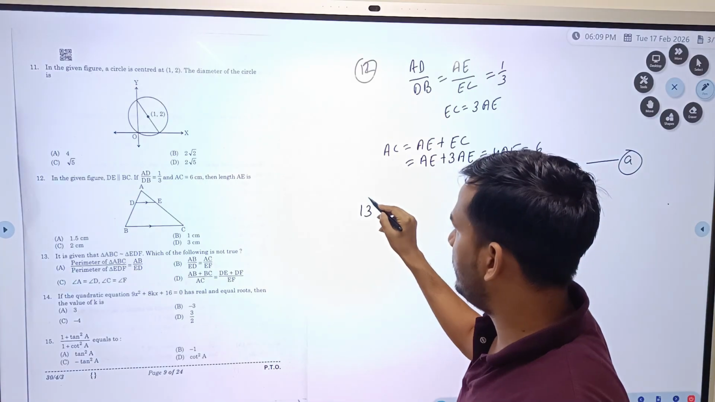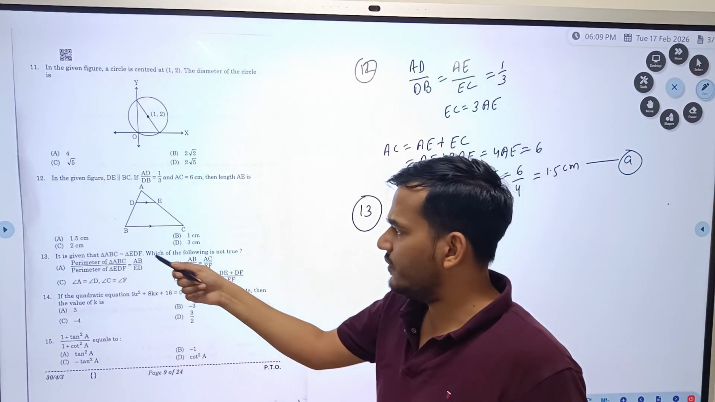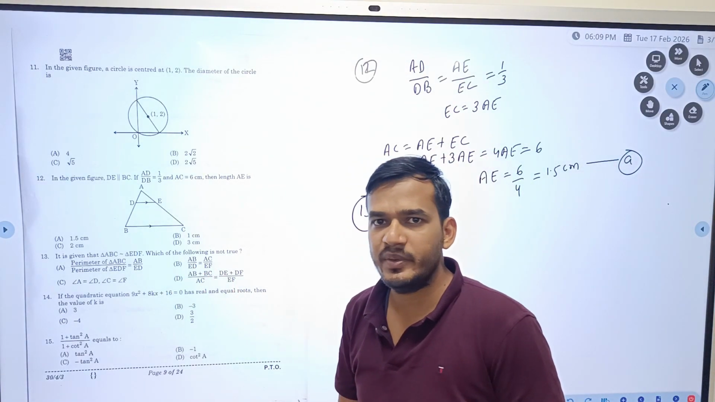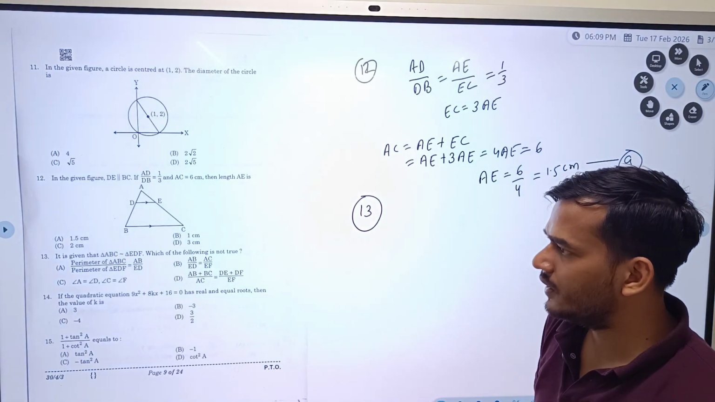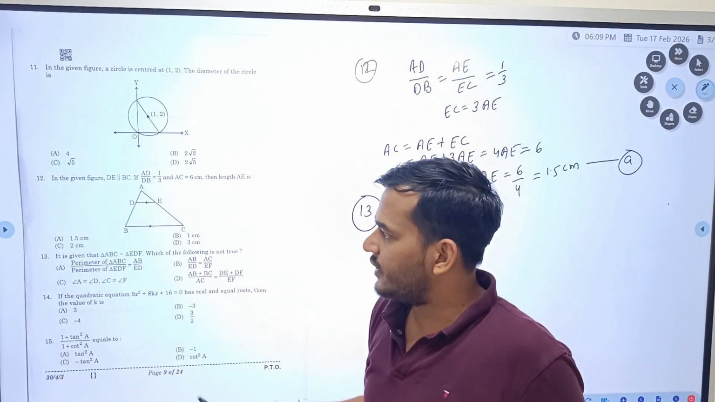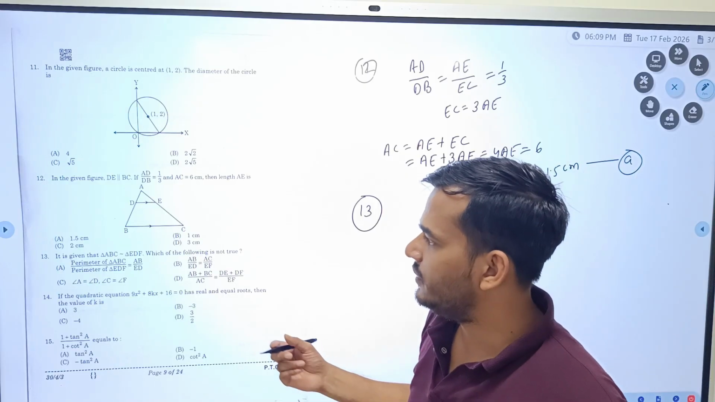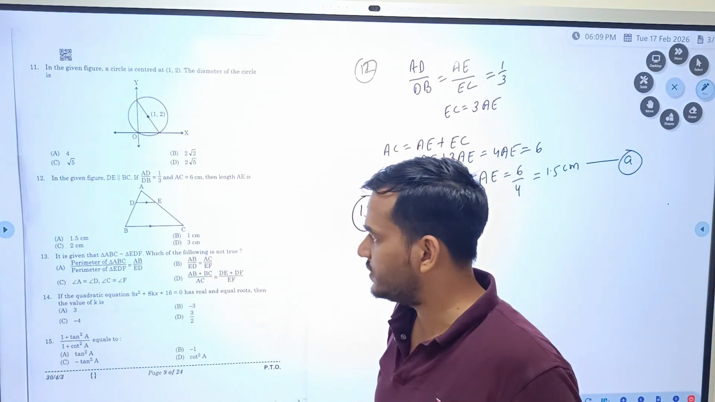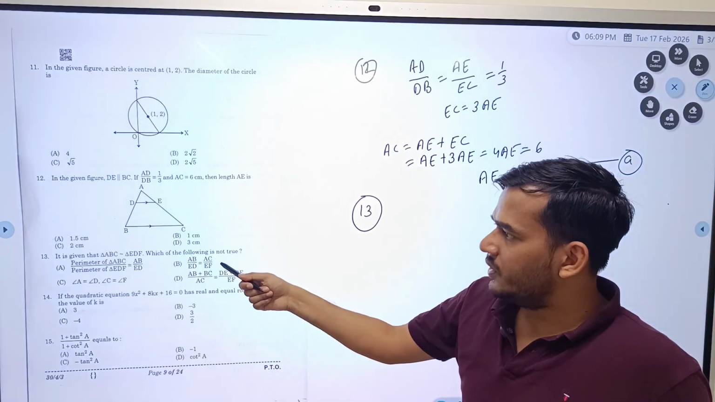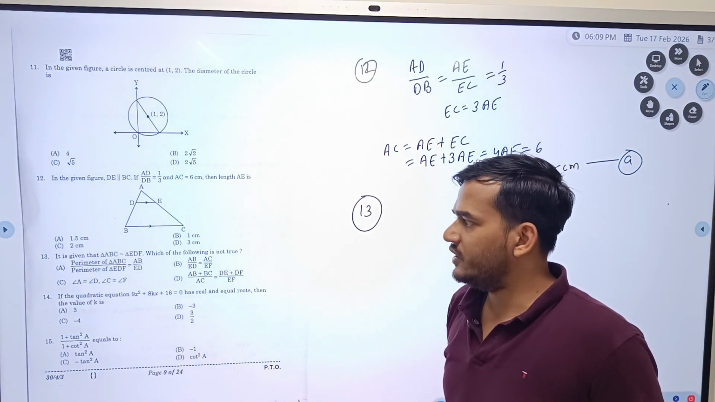Now question number 13. Two triangles are similar. Triangle ABC is similar to triangle EDF. So we know that in similar triangles, the ratio of the perimeters is equal to the ratio of the sides. So option A is true. AB upon ED is equal to AC upon EF.